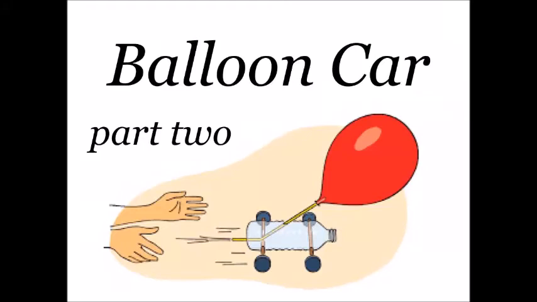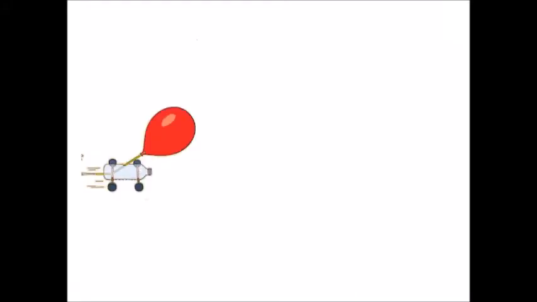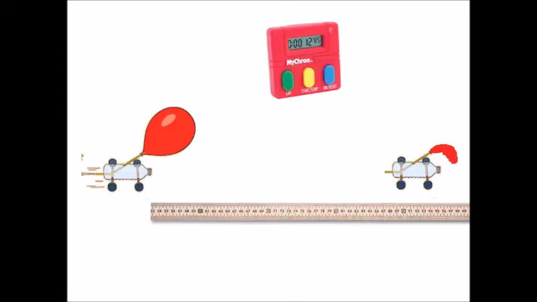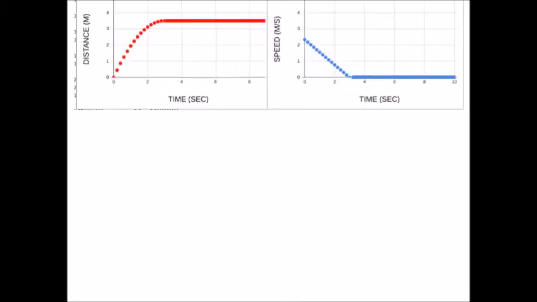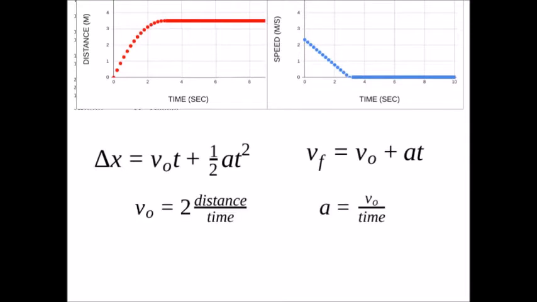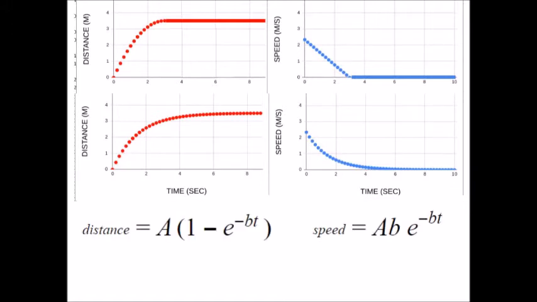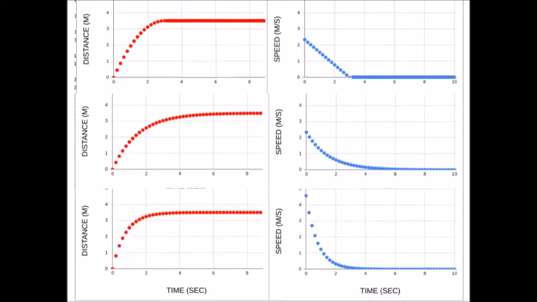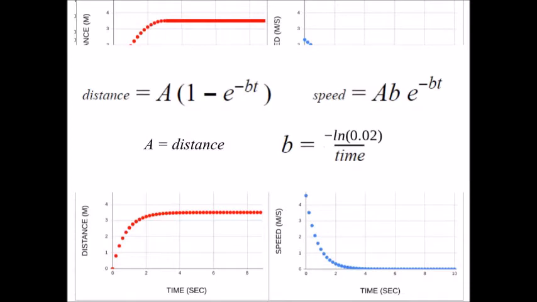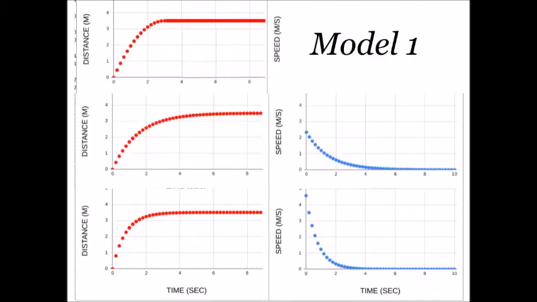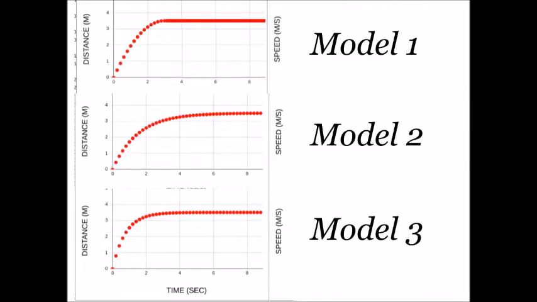So we had this balloon car from part one. We let it go and it traveled a certain distance. We measured the distance and the time. Then we modeled that with a quadratic equation with values for initial velocity and acceleration. We modeled it again with an exponential equation, values for A and for B. And then we modeled it with another exponential equation, tweaking our values for A and B. Do any of them work? Well, let's find out with data.